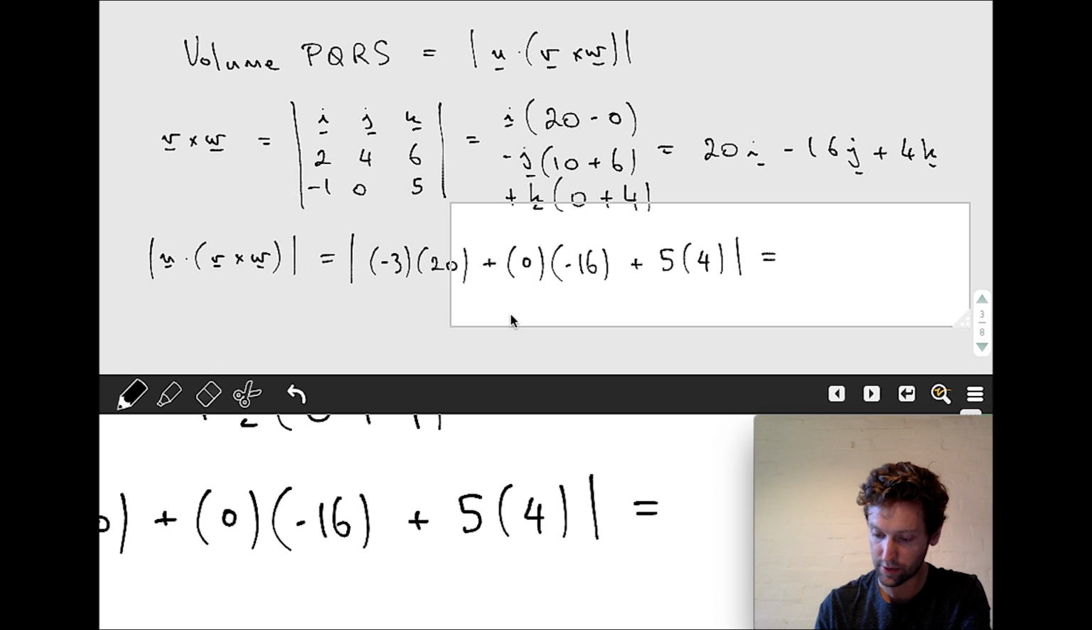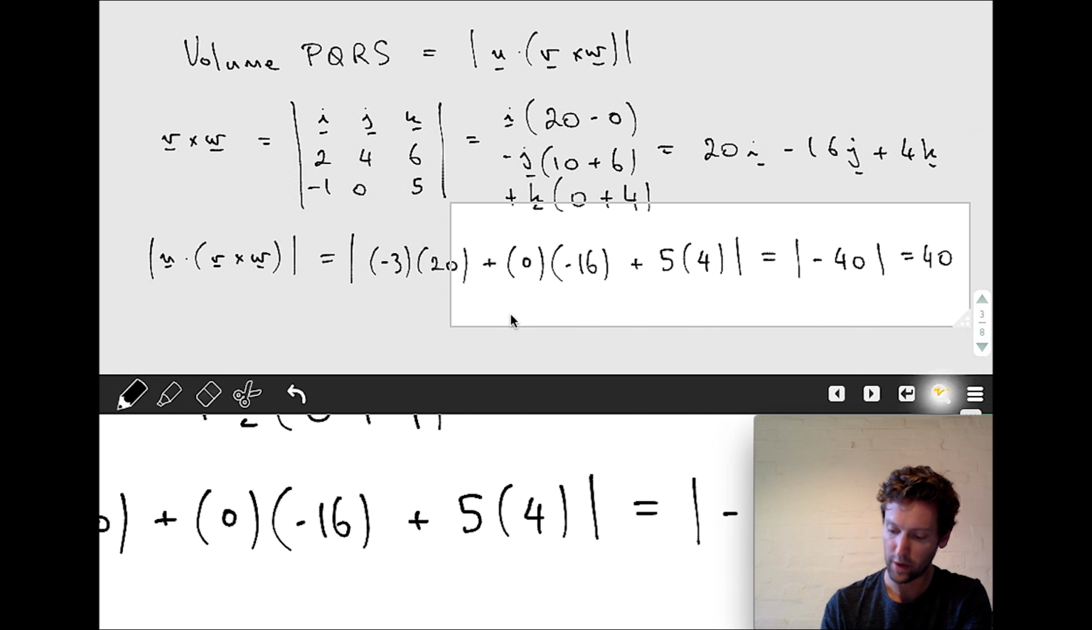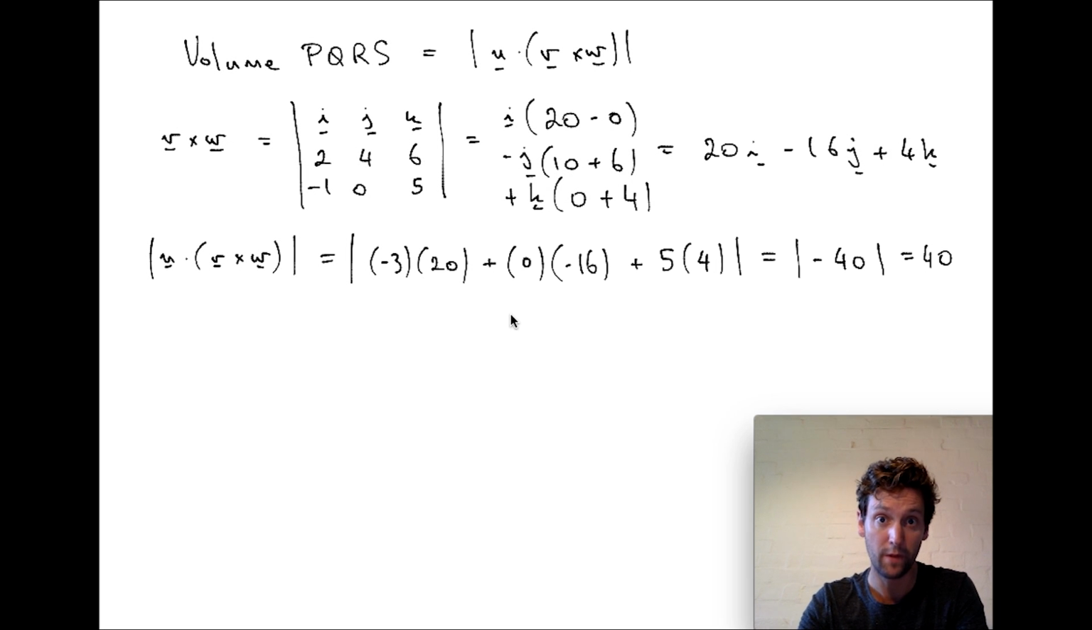So that will give us minus 60 plus 20, give us the absolute value of minus 40, which is 40. And again, we're just taking the absolute value because the volume has to be a positive number. So that was the first method for calculating the vector triple product, which we can use to interpret as the volume of PQRS, the parallelepiped. Now let's see the other method.